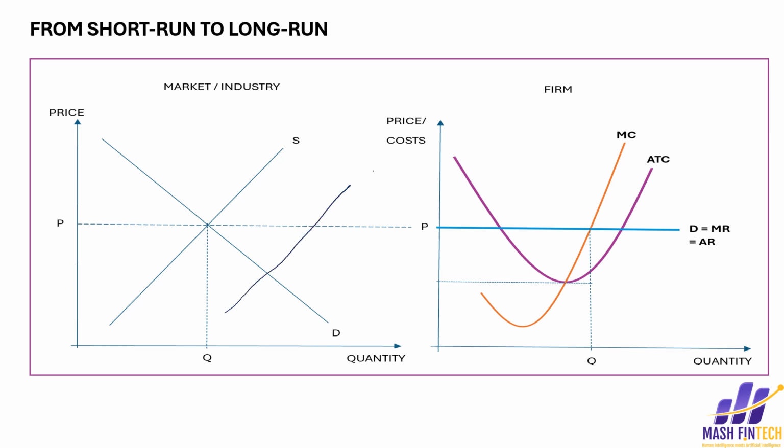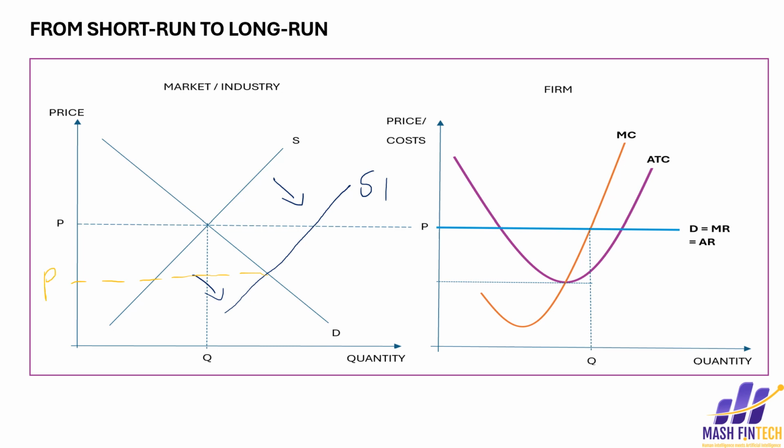This is the new supply curve. Let me call it supply 1, which has shifted like this. This is an increase in supply. So this is a new equilibrium, and at this new equilibrium we have a new price which is lower.